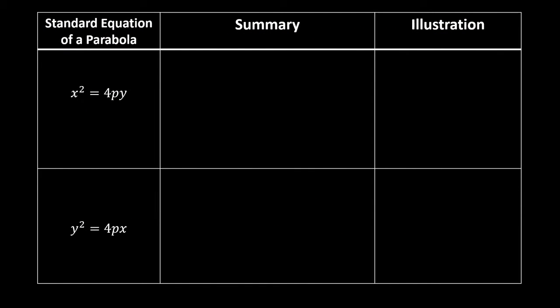x squared is equal to 4py and y squared is equal to 4px are standard equations of a parabola. When the standard equation of a parabola is x squared is equal to 4py, the coordinates of the vertex are 0, 0. That means the vertex is at the point of origin. The coordinates of the focus are 0, p.